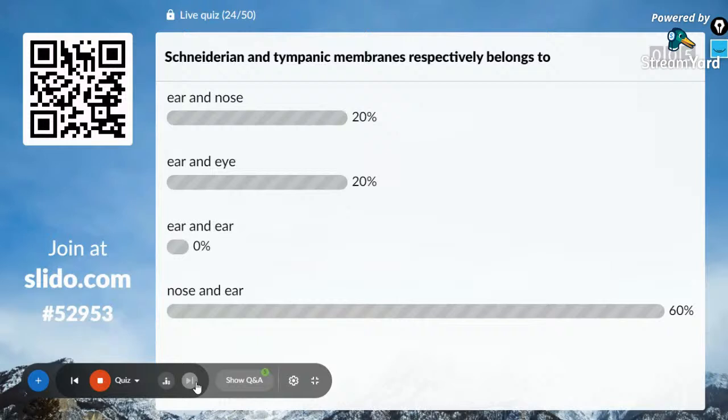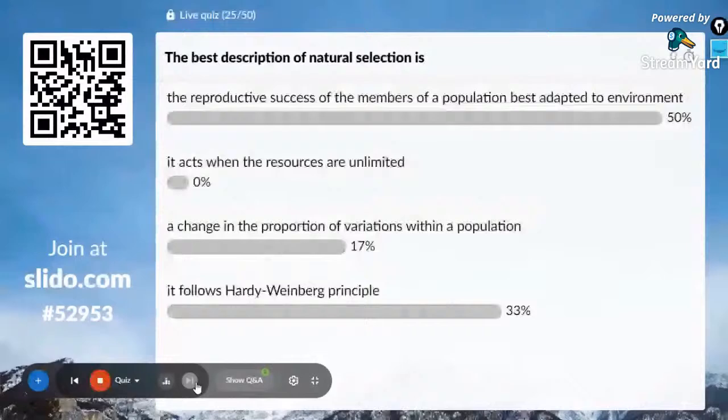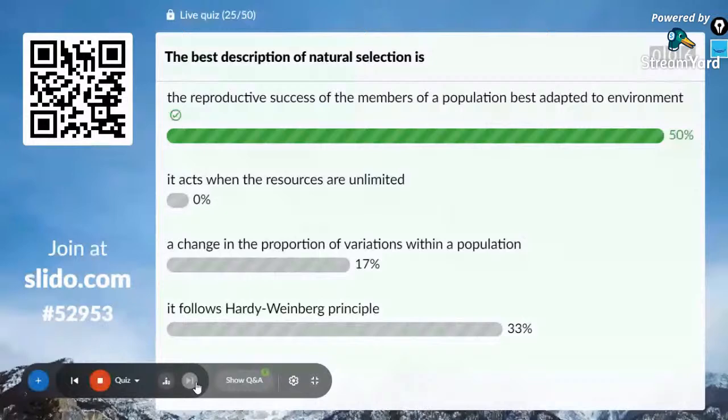Yes, nose and ear. Next question. The best description of natural selection is... Yes, let me check and get the correct answer. The correct answer for the question is option number A: the reproductive success of the members of a population best adapted to the environment.